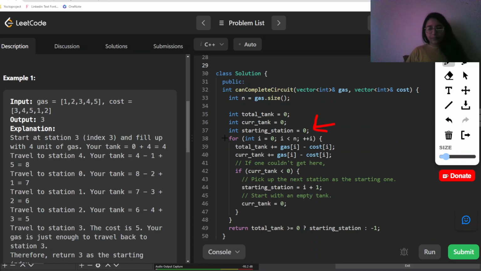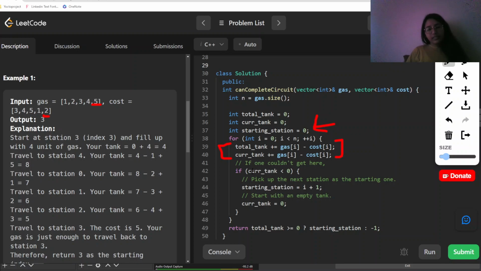So now we will be directly traversing through the input array which is given to us. At each moment we calculate what gas we are able to fill up in the tank and what cost we are required to subtract from it. Corresponding to each gas station, we are given the cost which we are required to subtract. So that is the thing we are doing here.